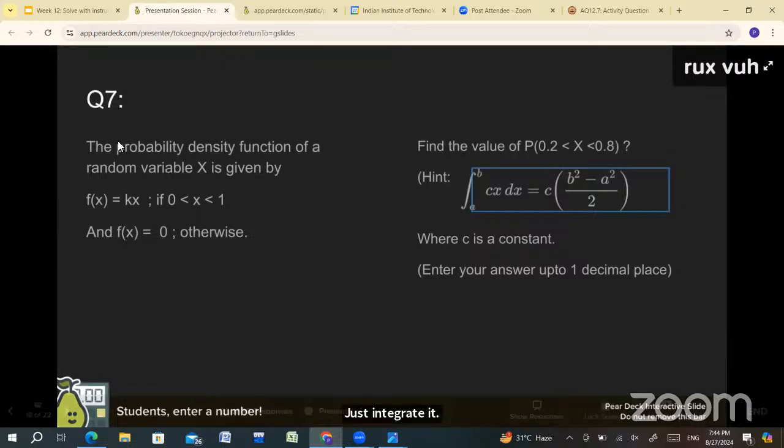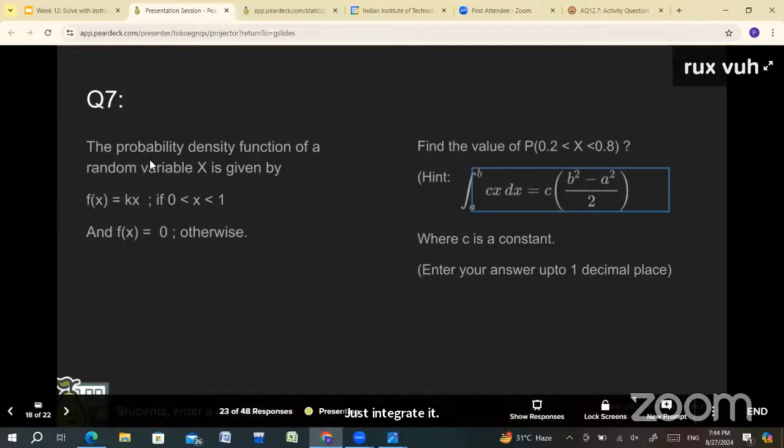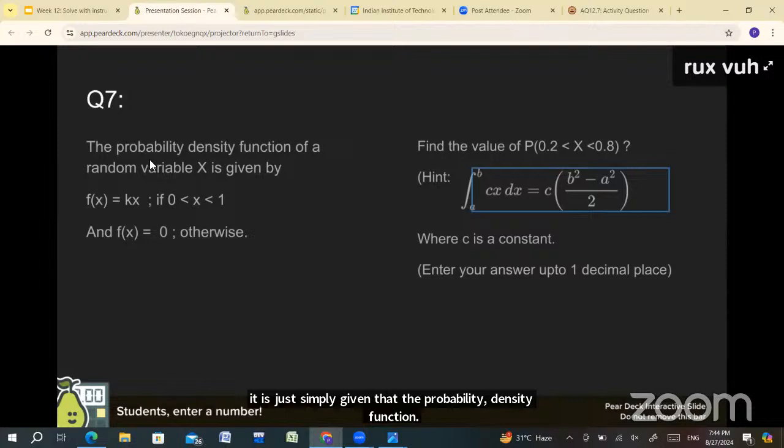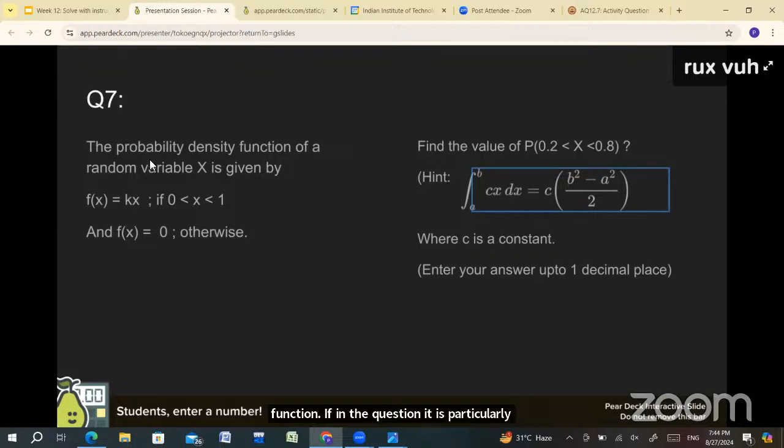Here it is just simply given as the probability density function. So you have to use the properties of probability density function. If the question particularly mentions that x is following a particular distribution, suppose exponential, Bernoulli, or whatever it is, then you can use those formulas only. If it is not given, then use the general properties of PDF. Okay, got it. Thank you.